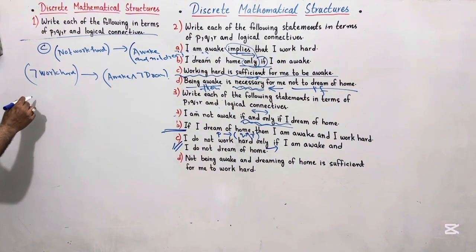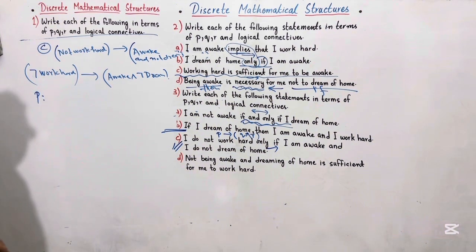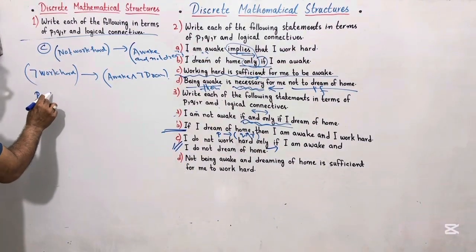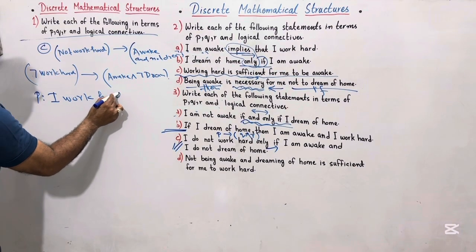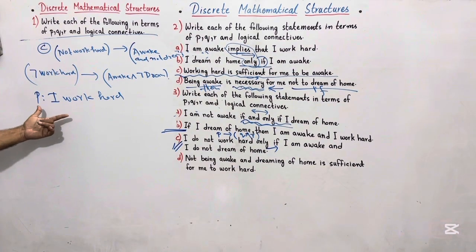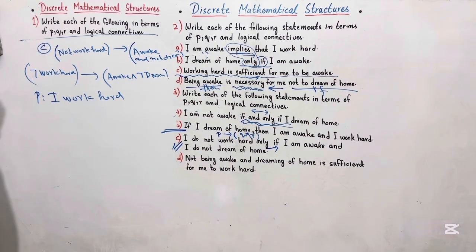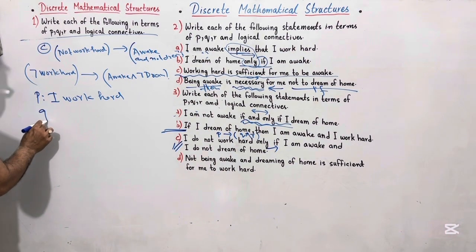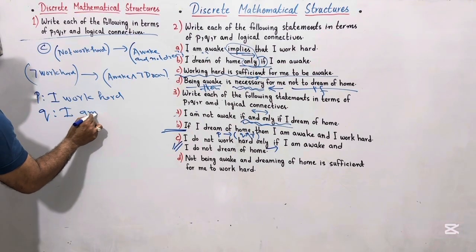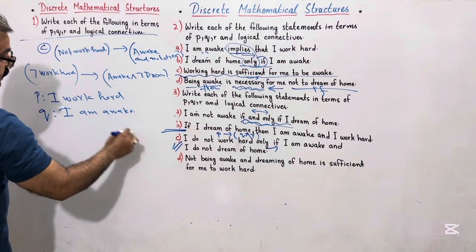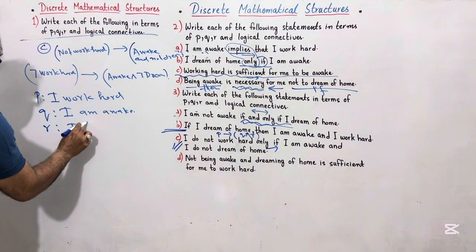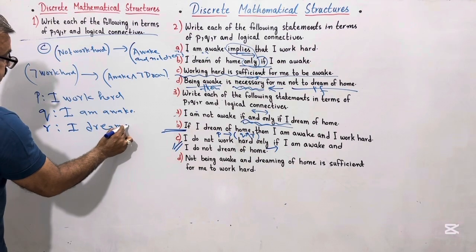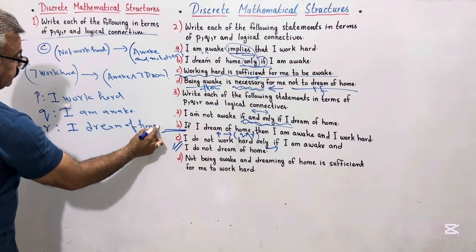Naming them, our P is I work hard. I am naming them and putting this proposition according to the naming that I am giving them. Second, Q: I am awake. And our R is I dream of home.